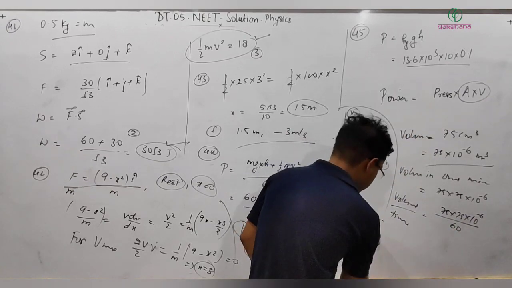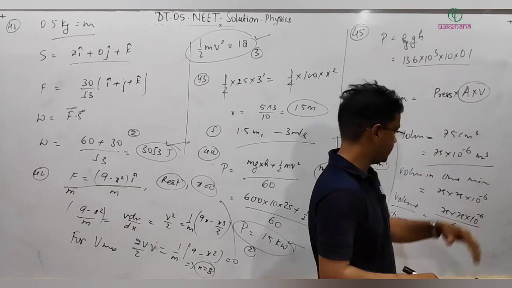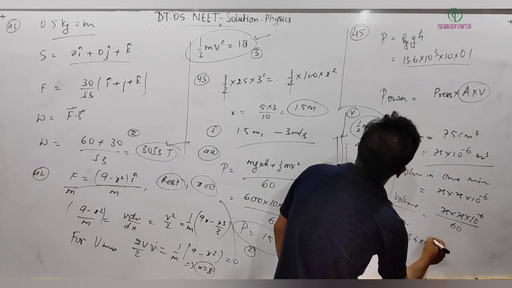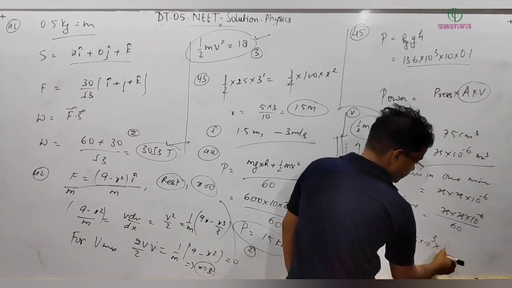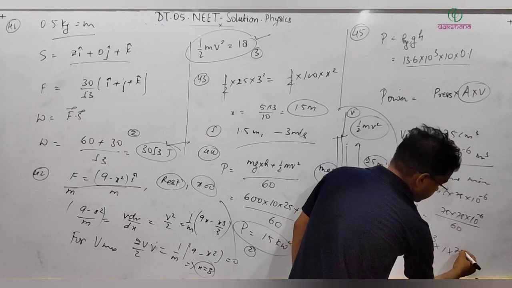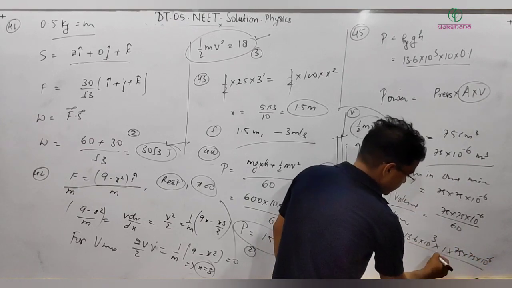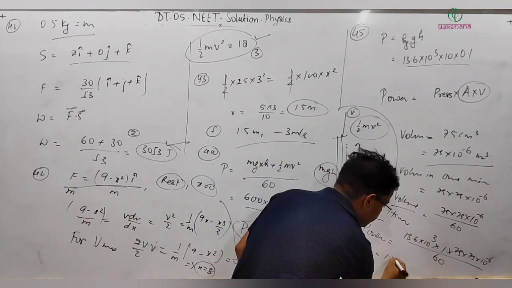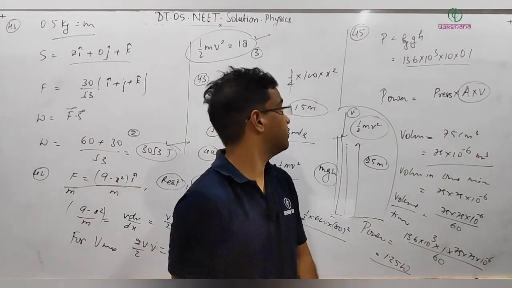Then power is simply pressure multiplied by volume flow rate. So this is 13.6 into 10 to the power 3 into 10 into 0.1, which is 1, into 75 into 75 into 10 to the power minus 6 divided by 60. Again simplifying it, we get 1.25 watt. This is the answer to question number 45.